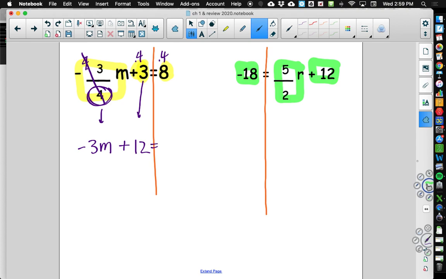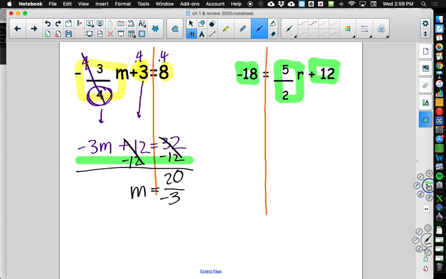And then my third part is 8 times 4 is 32. And from here, we should know how to solve this. This is just going to be exactly like we've been doing the last many days. 32 minus 12 is going to be 20. And 20 divided by negative 3 is going to give me a fraction. So m equals, you can say it either way. You can say negative 6 2/3, or you can say negative 20 over 3.